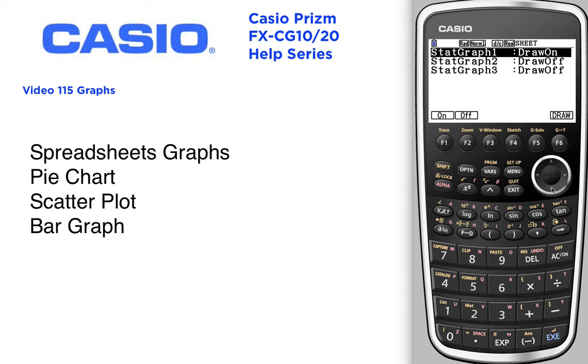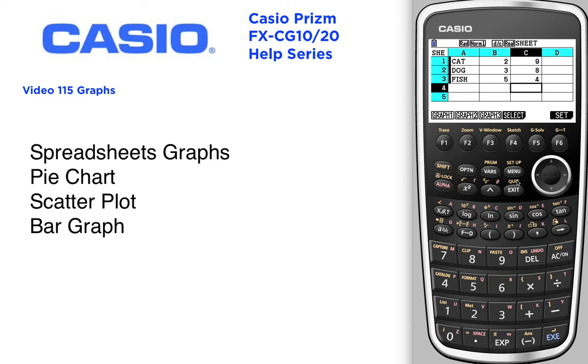Let's select our second one. We'll turn that one on, turn off the first one, and go ahead and hit draw. There you have a scatter plot. From there you can calculate regressions and things like that. We won't in this case.